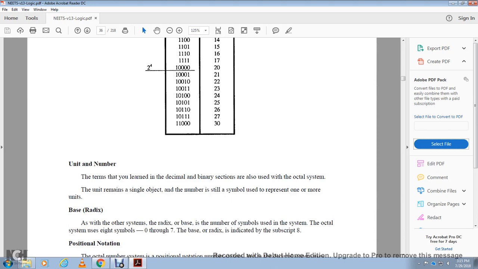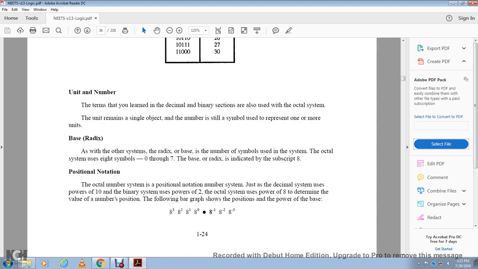The terms that you've learned with the decimal and binary sections also apply with the octal system. Units remain a single object, with the number being the symbol that represents one or more units. The base or radix is the number of symbols used in the system. The octal system uses 8 symbols, 0 through 7. The base or radix is indicated by a subscript of 8.